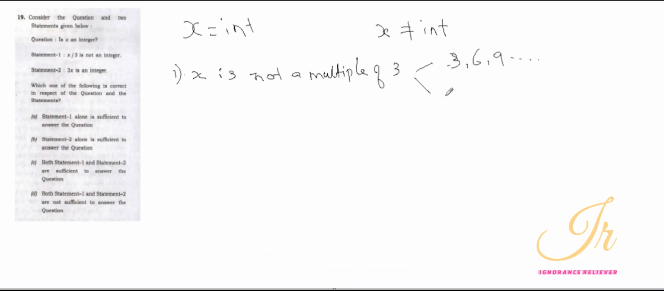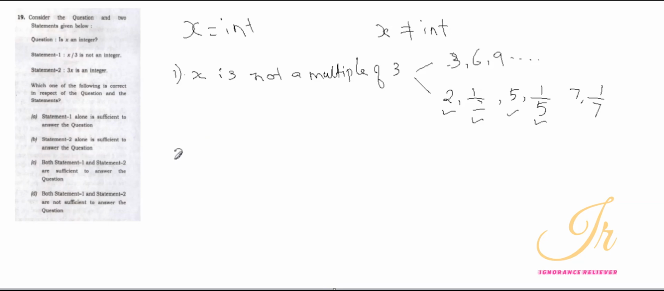On the other hand, it can take the value of 2 or 1 by 2, 5 or 1 by 5. So it has both the possibilities of being an integer and not an integer, right? So it can be 7 or 1 by 7. So from statement 1, we can't conclude whether x is an integer or not.